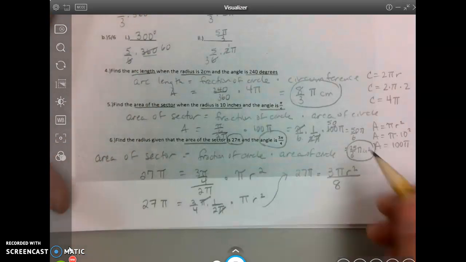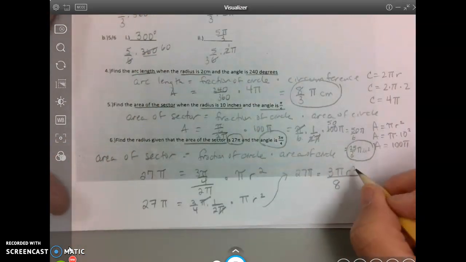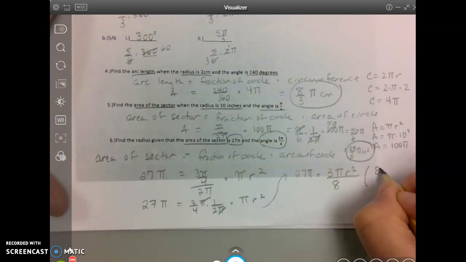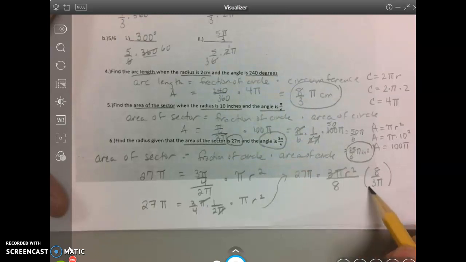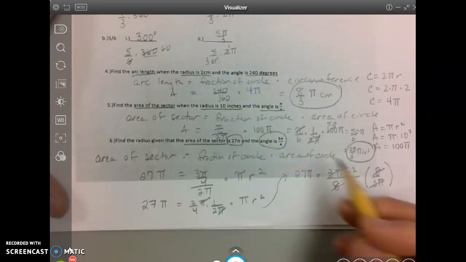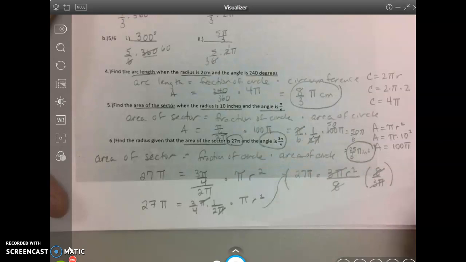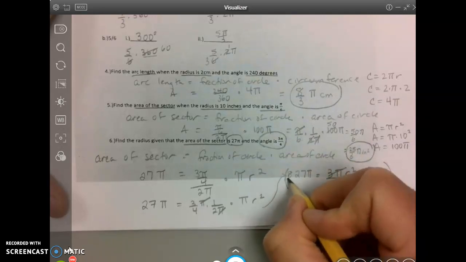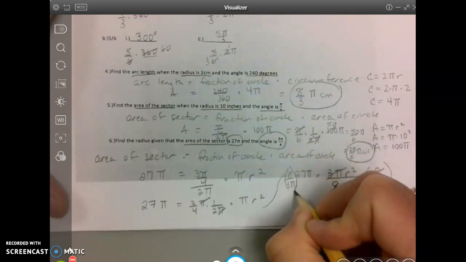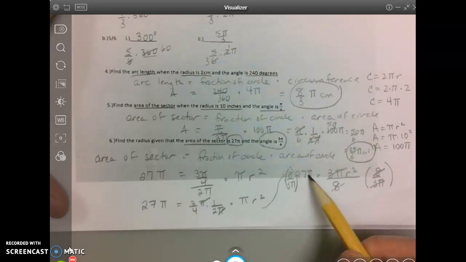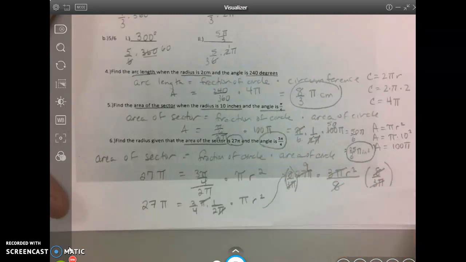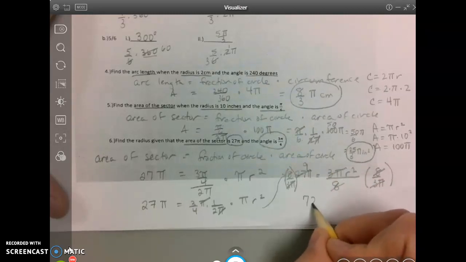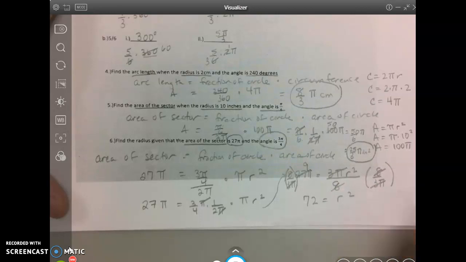Now I need to get the radius by itself, so I need to get rid of the 3 pi divided by 8, so I'm going to multiply by 8 divided by 3 pi. That'll get my 3 pi's to cancel and my 8's to cancel, but that means I have to do it on the left as well. 8 over 3 pi. And 27 pi divided by 3 pi is simply 9. So I get that 72 equals r squared.